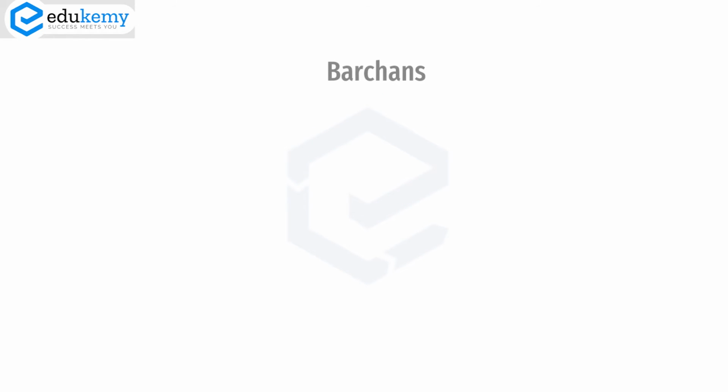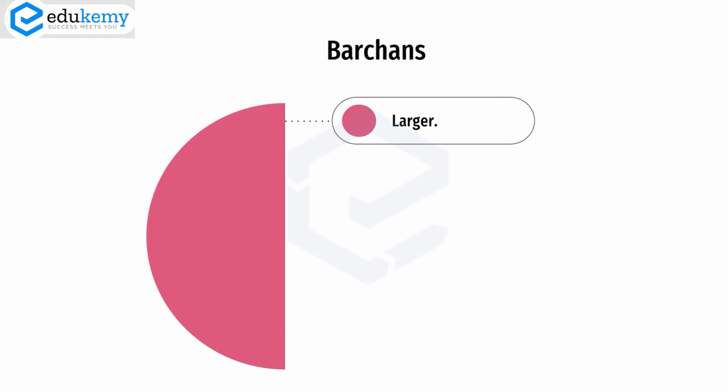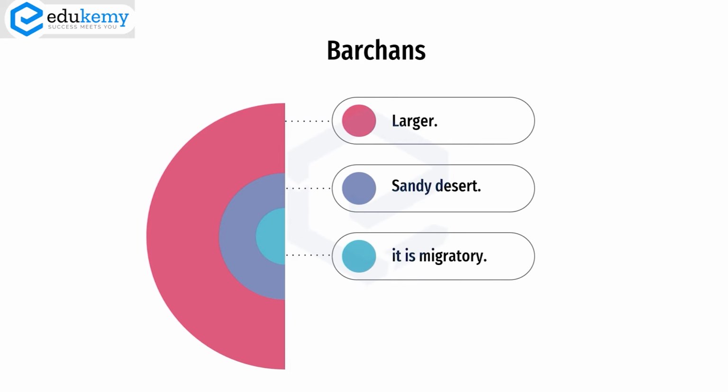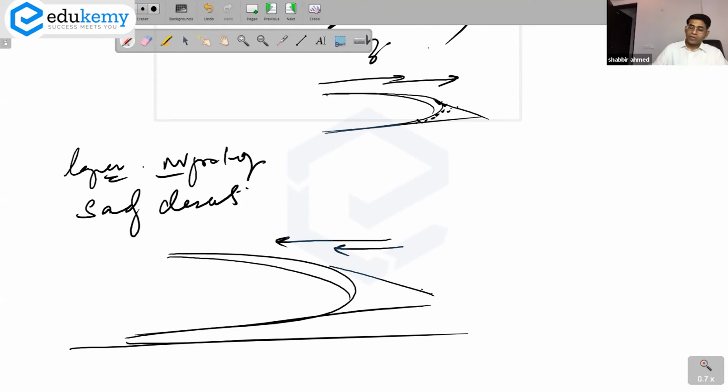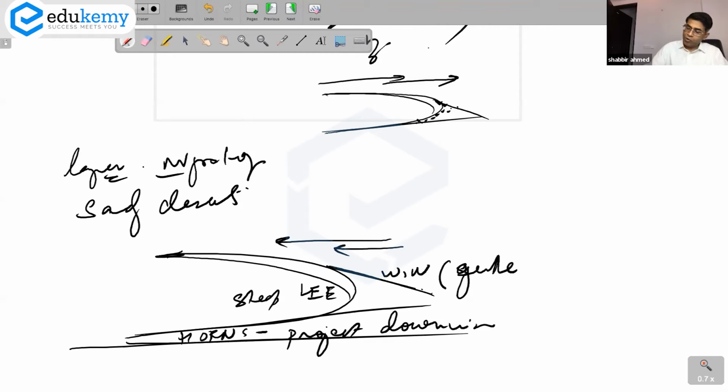And Barchans, they are larger. They are migratory, found mainly in sandy deserts. And the orientation of this is exactly the opposite. The wind direction is like this. So this is the windward side. This is the leeward side. The windward side is gentle and the leeward side is steep. And these horns project in the downwind direction. So this is the difference between Barchans and parabolic dunes; Barchans are migratory.